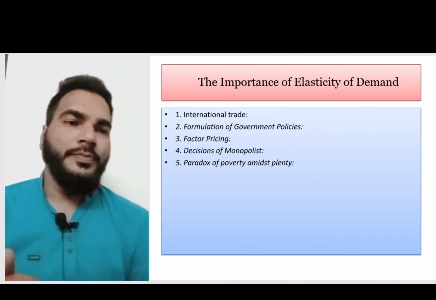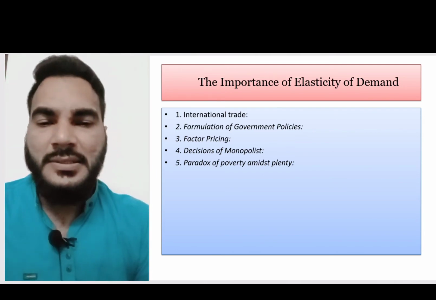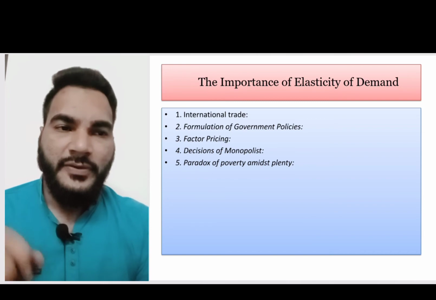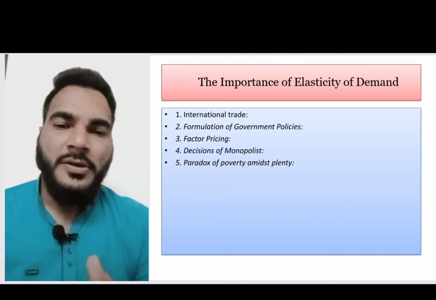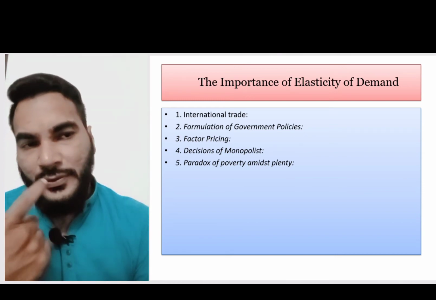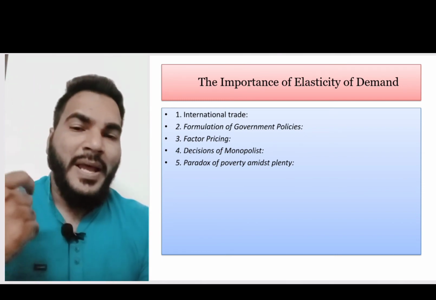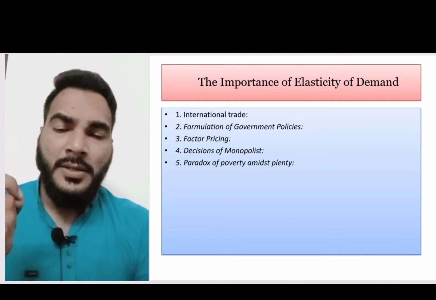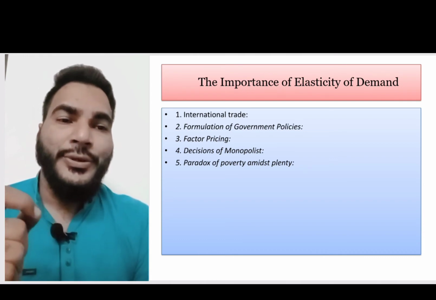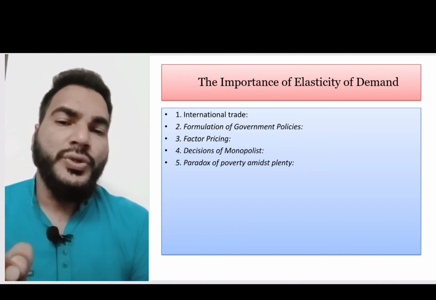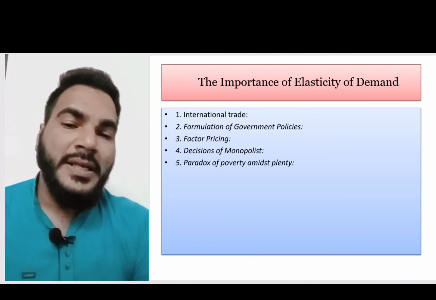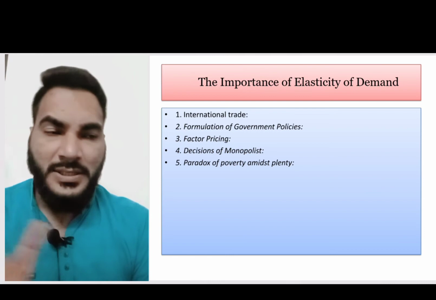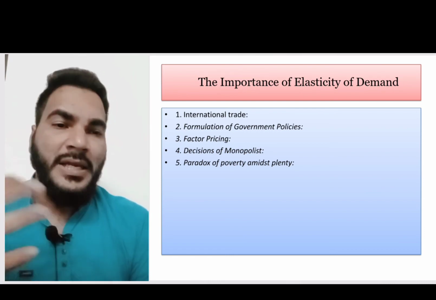Now, the importance of price elasticity of demand. The first one is international trade. There are five different types of elasticity of demand. By analyzing the price elasticity of demand, you can get an idea of what you should do, and what the government should do to increase or decrease imports or exports. So that's very helpful for any kind of business.